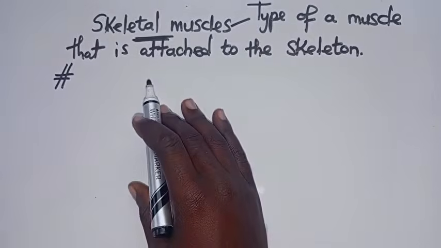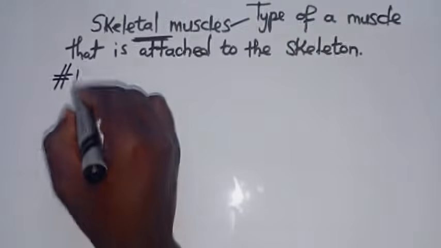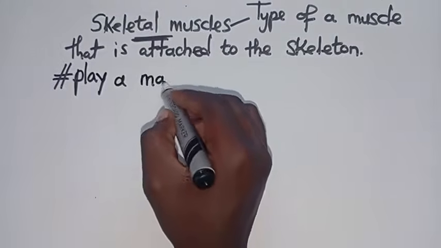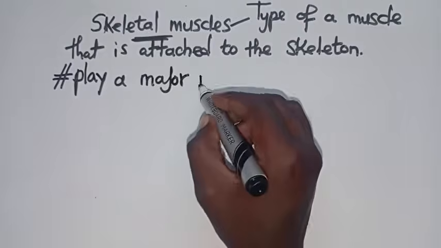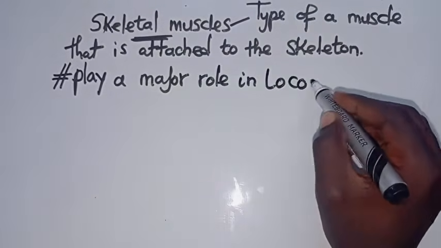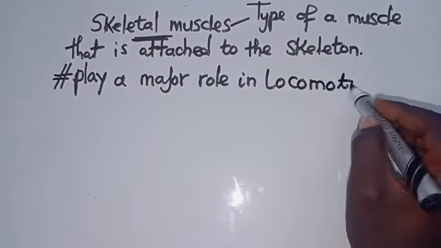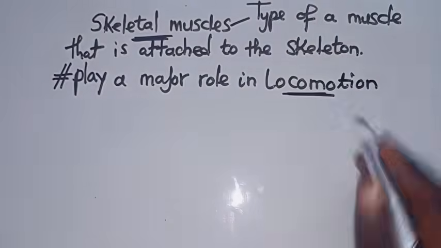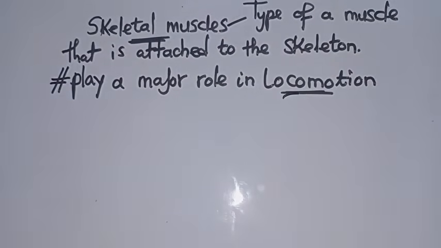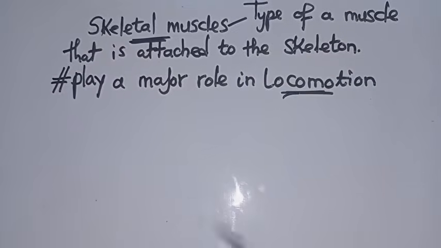So you are now going to understand that skeletal muscles play a major role in locomotion. This same topic that we are doing, so these ones have a bigger place in this particular topic. And if you've observed, we are talking about skeletons and the like. So this is what you are supposed to understand.